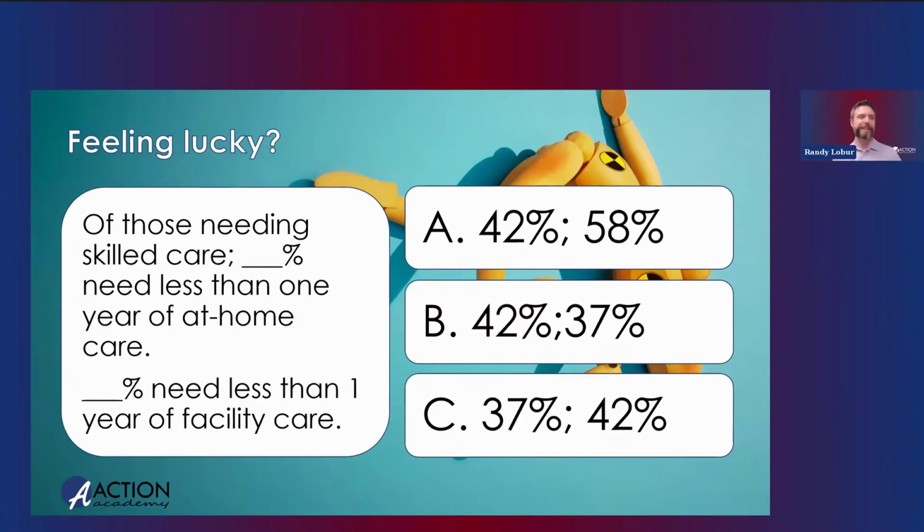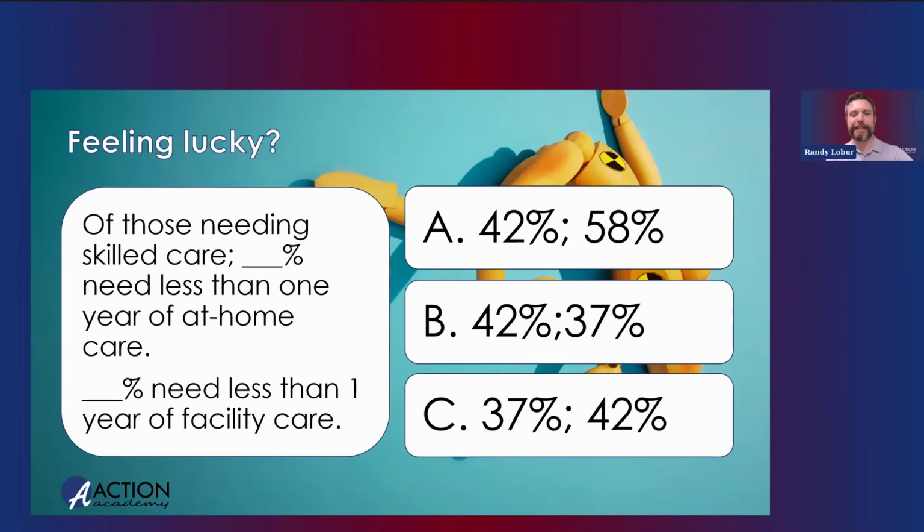And of those needing skilled nursing care, last question for you before I take the lead here. Of those needing skilled care, what percent of them need less than 1 year of at-home care, and what percent need less than 1 year of in-facility care? Is it 42 and 58, 42 and 37, or 37 and 42, a flip-flop of those last two numbers? Which of those sounds right to you? This question and the last question, all of them seem kind of low to me, to be honest. I'm sure they're right, obviously, but if you were to ask me, I'd say everybody needs care towards the end of their time here.